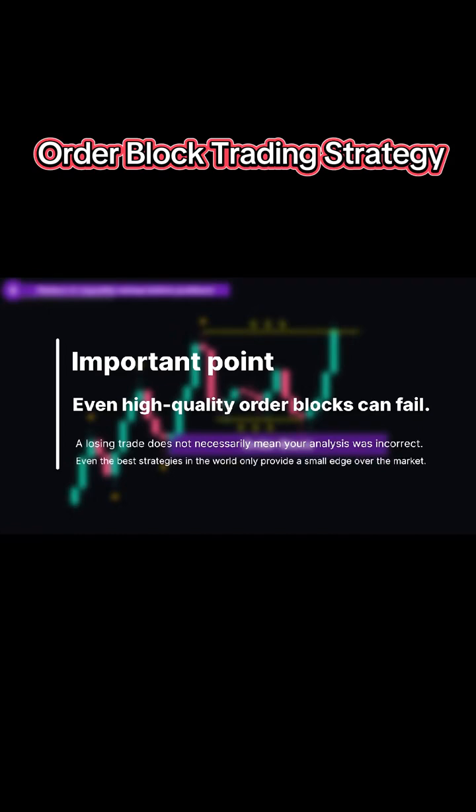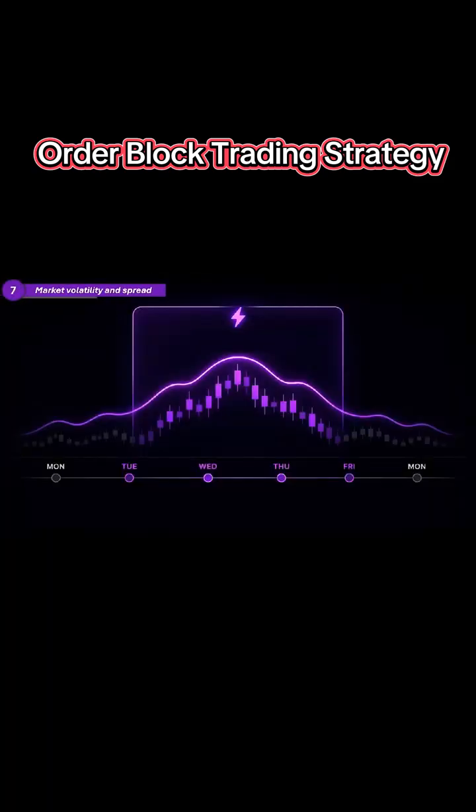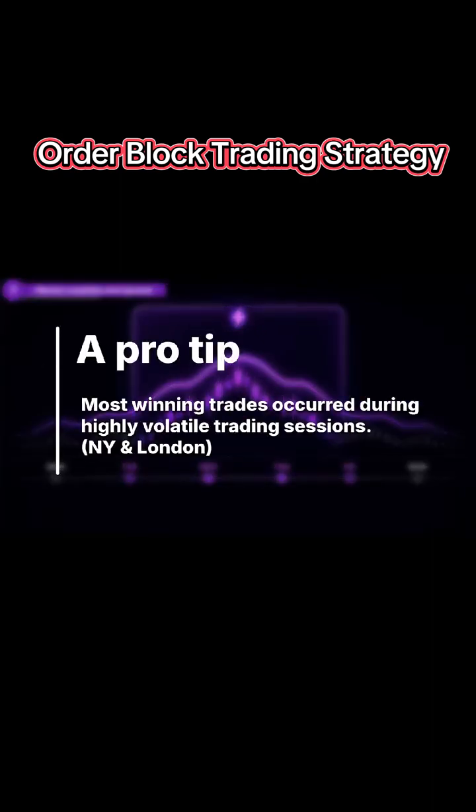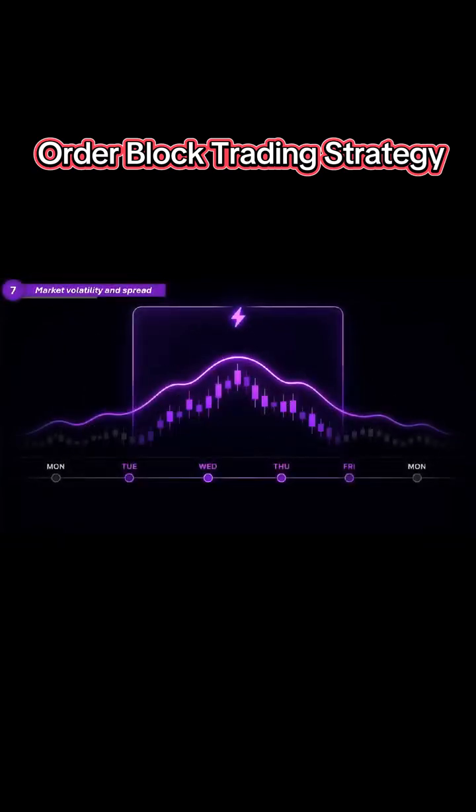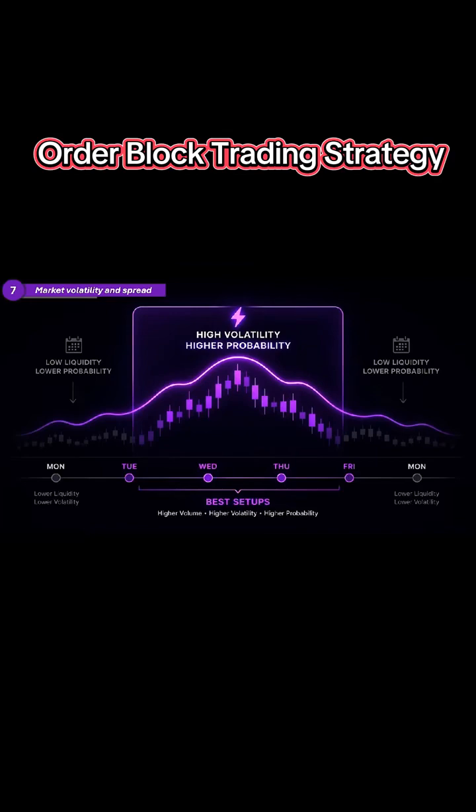Now let's move on to the next concept, which can help improve your win rate: market volatility and spread. When we analyzed our backtesting results, we noticed that most winning trades occurred during highly volatile trading sessions. The market typically experiences lower liquidity at the beginning and end of the trading week, especially on Mondays and Fridays. As a result, many of the highest probability setups tend to occur during the middle of the week, when trading volume and volatility are higher.